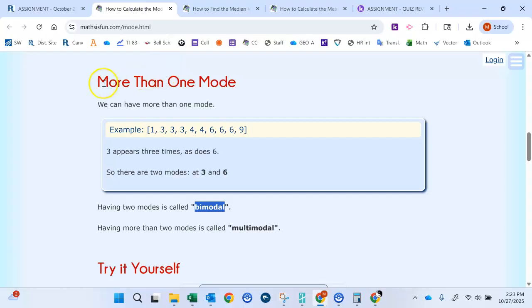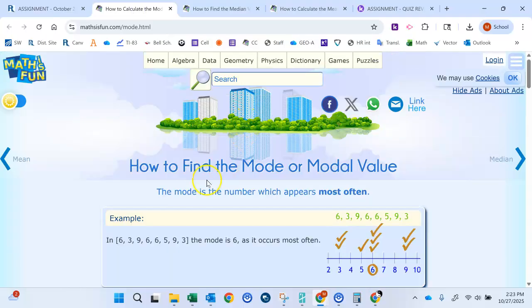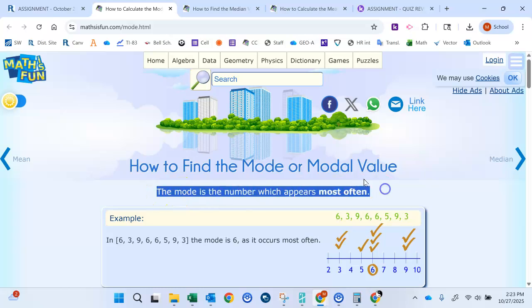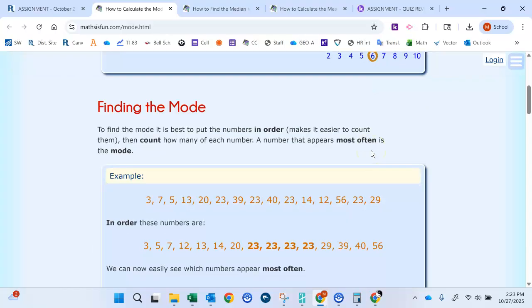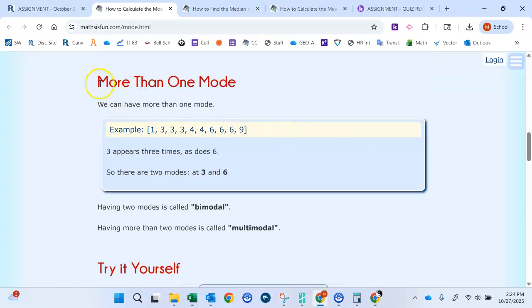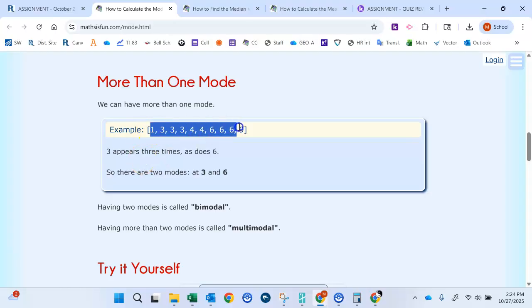Okay, so finally, the next one is we're going to calculate the mode. The mode is, again, the number which appears most often. So here we see which one. It's going to be 6, it shows up 1, 2, 3 times, so that's the mode. And remember, sometimes you can have more than one mode, and so in this list of numbers here, the modes are 3 and 6, okay?